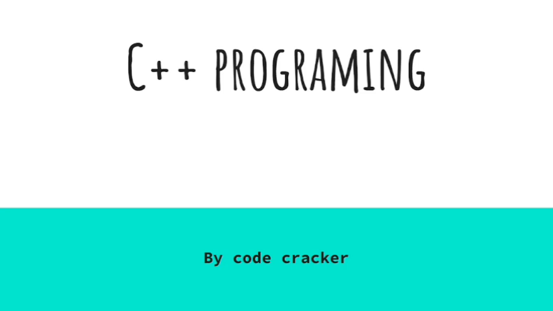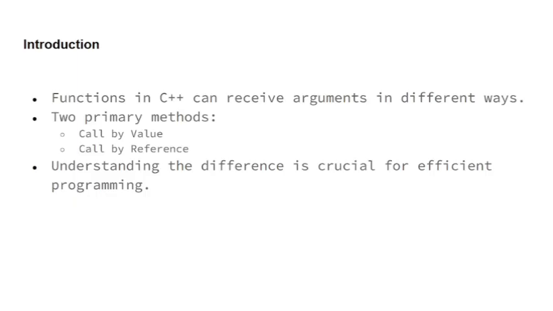Let's start the introduction of this concept with what is call by value and what is call by reference in C++ programming. So the intro is that a function in C++ can receive arguments in different ways. Basically, an argument is a type of parameter. Arguments are also known as parameters. I told you in the previous lecture that a function can have different parameters or no parameters. It can have multiple parameters. These parameters are also known as arguments. In this line, it's saying that a function in C++ can receive arguments in different ways.